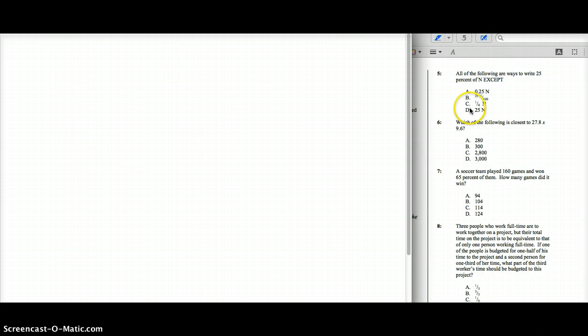And so the final question that we're going to do on this part is number 5. All of the following are ways to write 25% of n, except which one? So 25%, right? This requires you to remember what percent means. Percent means out of 100. So this means 25 over 100. Or, when you write that in decimal form, 0.25.